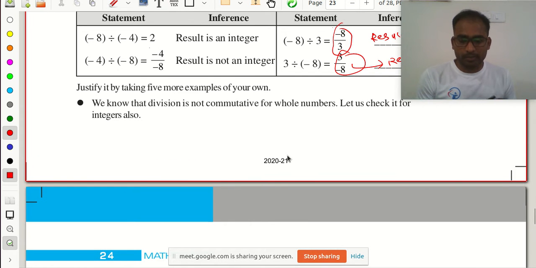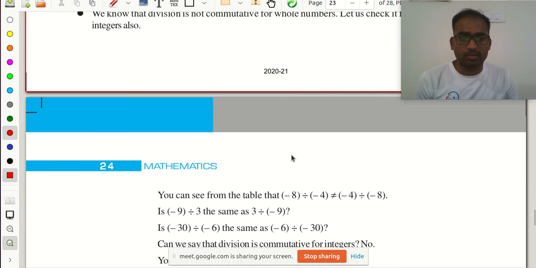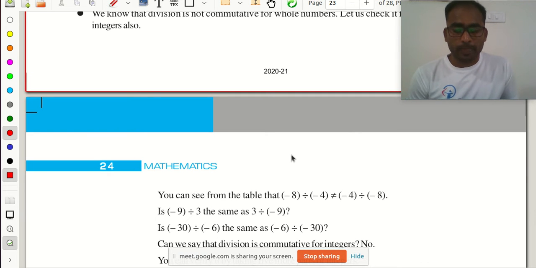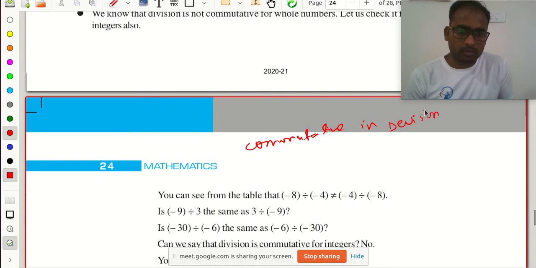Next. And the commutative property, is there, no? The commutative property does not hold for whole numbers under division. That we will check with our integers also. So now we are discussing the commutative property in division for integers.